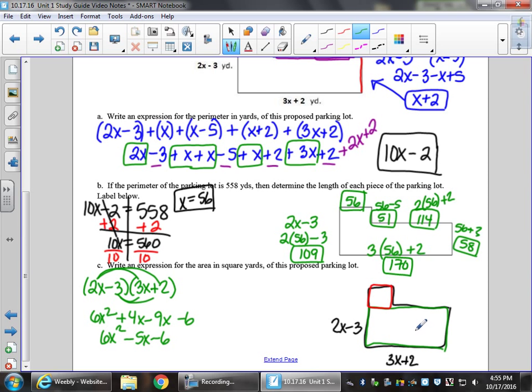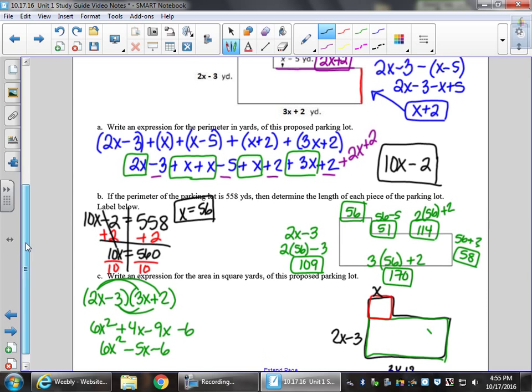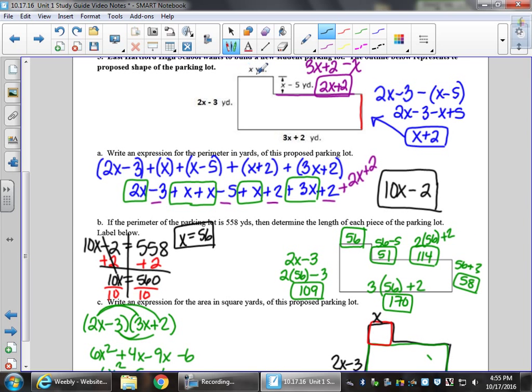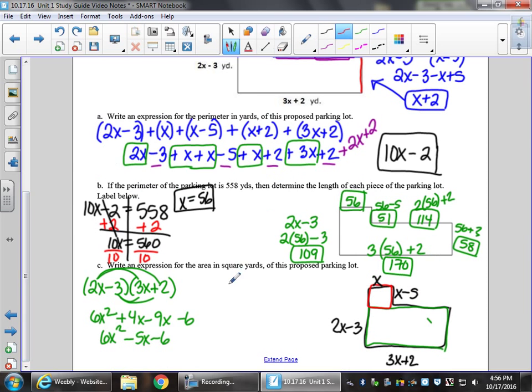I don't want to write it here because I don't want to add it to the picture, but we've accounted for all the green space. What about the red space? Well, I know this is x, right? If I look up here, x, and I know this is x minus 5. That's all I need for that piece. So for the red piece, x times x minus 5 gets me x squared minus 5x. And that got me the red piece.